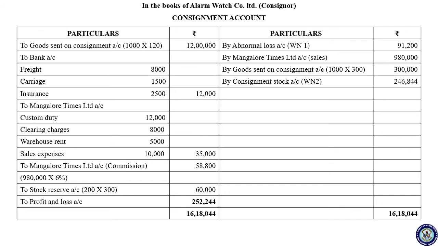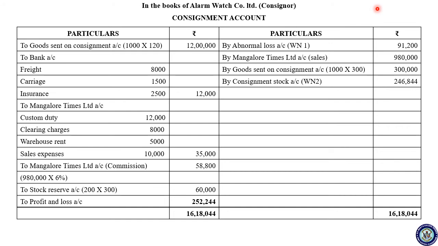Next you have to record the closing stock, that is consignment stock account 2,46,844. Again on that there is the load price, because you took the invoice price as a base when you calculated the value of consignment stock. So we have to calculate the load price on that. The closing stock units, that is 200, see working note number 2, at 300 per wristwatch, it comes to 60,000. So the difference is transferred to profit and loss account. So the total is 16 lakh 18,044.